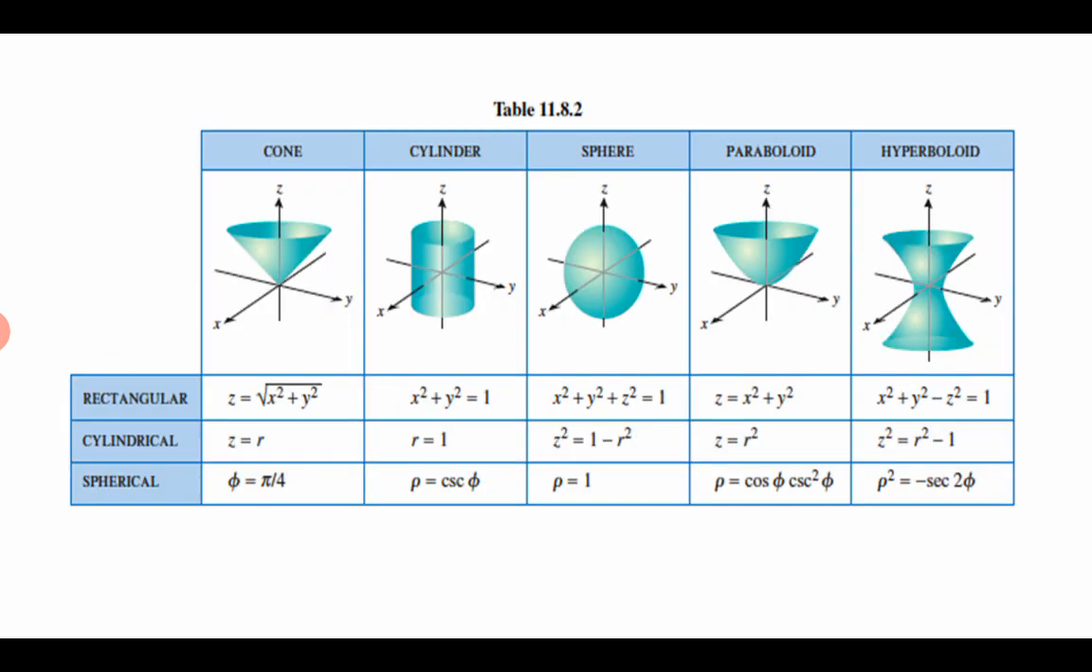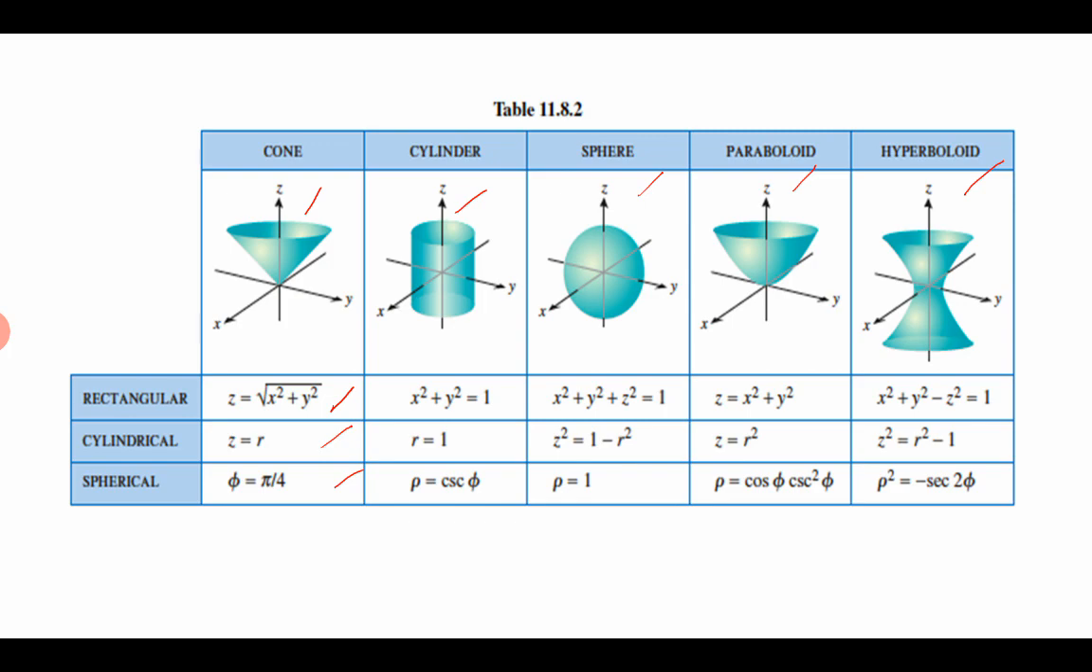Some general shapes of three-dimensional space: cone, cylinder, sphere, paraboloid, hyperboloid have been given on this page with the equations of these shapes in three different coordinate systems. First one is the rectangular coordinate system, then the cylindrical coordinate system, and the spherical coordinate system. If you know one of them, you can convert to the other.